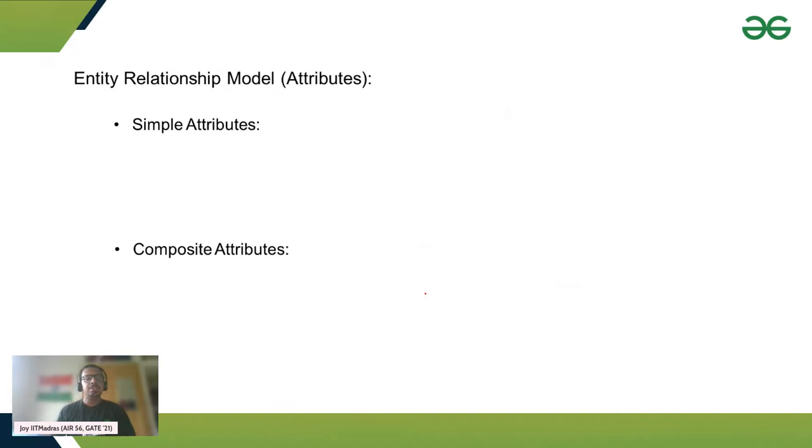So in the entity relationship model, let's talk about the attributes. We have different kinds of attributes. First of all is the simple attribute. Simple attributes are the attributes that cannot be divided again. Suppose a person has a unique ID. We hope that this unique ID cannot be divided again.